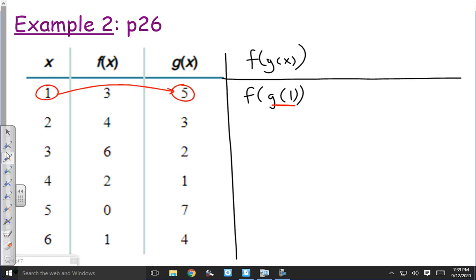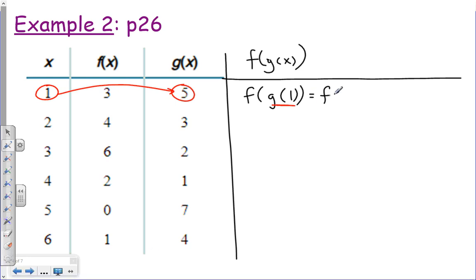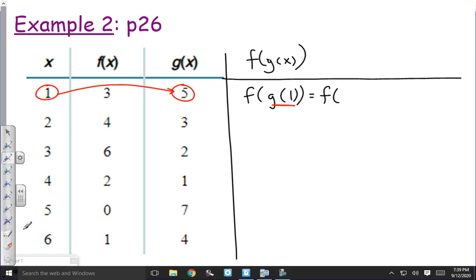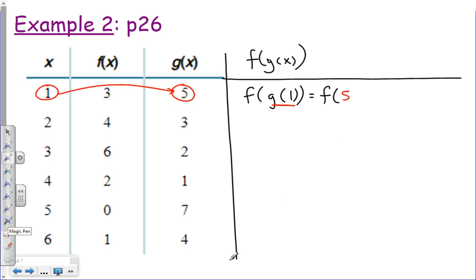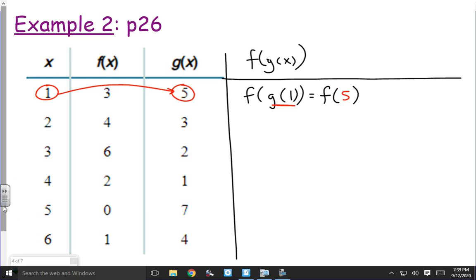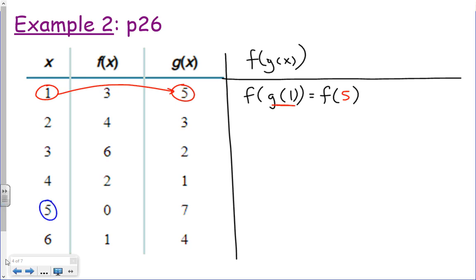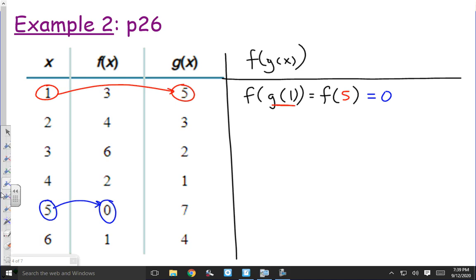So I can write this as f of 5. I'll put that in red there just so you can see how that fits in there. So that's f of 5. And now what I've got to do is find out, okay, what's happening at x equals 5 on function f. So I go down my table, here's x equals 5, and I'm wondering what's happening on function f. That's the second column there, so that looks like that's a 0. So this is equal to 0. So f of g of 1 is equal to 0. That's what I end up with. All right, so that's what we're trying to do here in this example.